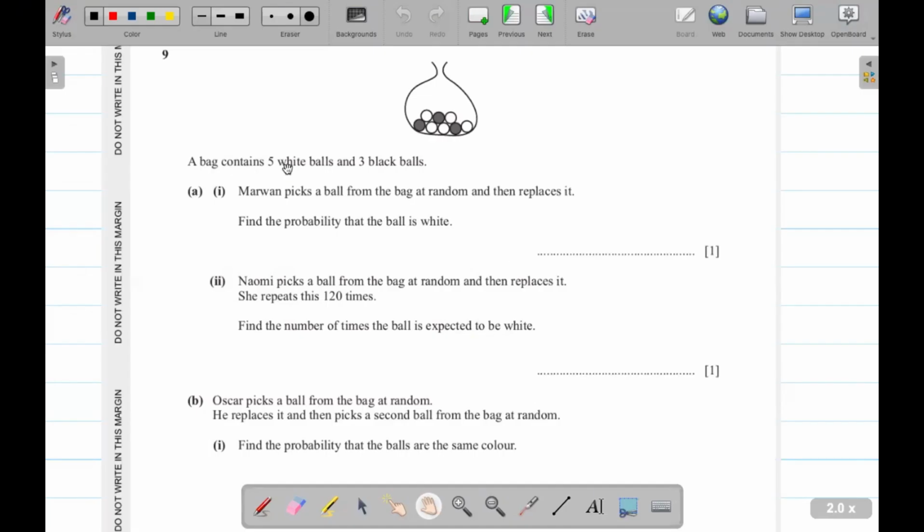Number 9. A bag contains 5 white balls and 3 black balls. Part A.